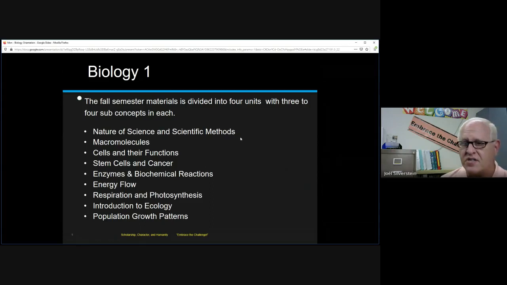In this particular semester, it's broken up into 4 units with 3 to 4 sub-concepts in each. You're going to learn about the nature of science and scientific methods, macromolecules, cells and their functions, stem cells and cancer cells, enzymes and biochemical reactions, energy flow, respiration and photosynthesis. We'll do an introduction to ecology, and we'll talk about population growth patterns. That's going to encompass everything we're going to do during semester 1. And everything's broken up into really easy to follow modules, and I'll guide you along the way as we get there.